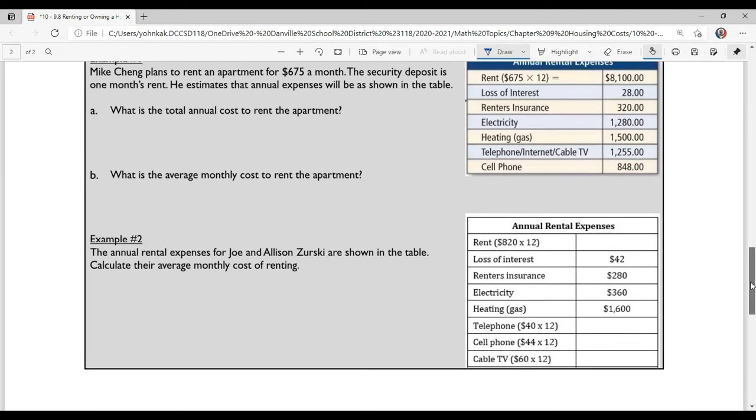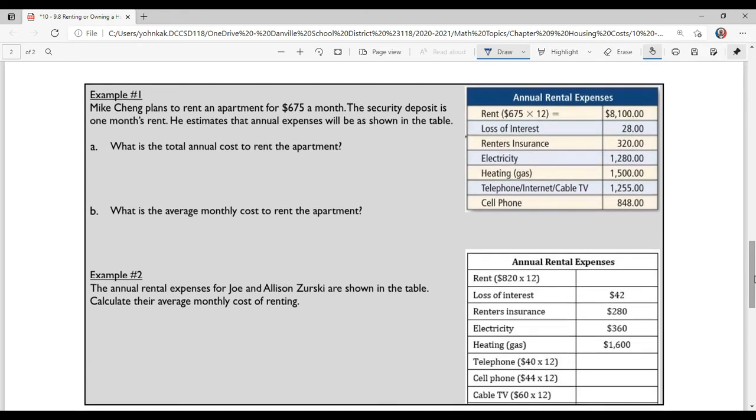We have two homes here that they rent. Number one, Mike Chang plans to rent an apartment for $675 a month. The security deposit is 1 month's rent. He estimates that annual expenses will be shown in the table. So we are paying $675 a month for 12 months. That's $8,100. Loss of interest is $28. We're going to have to pay that.